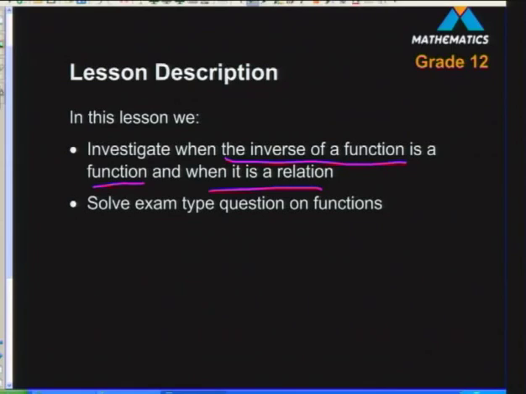Hold on. What are you saying to me? There are relations in maths? I thought I only had to deal with my mother-in-law.